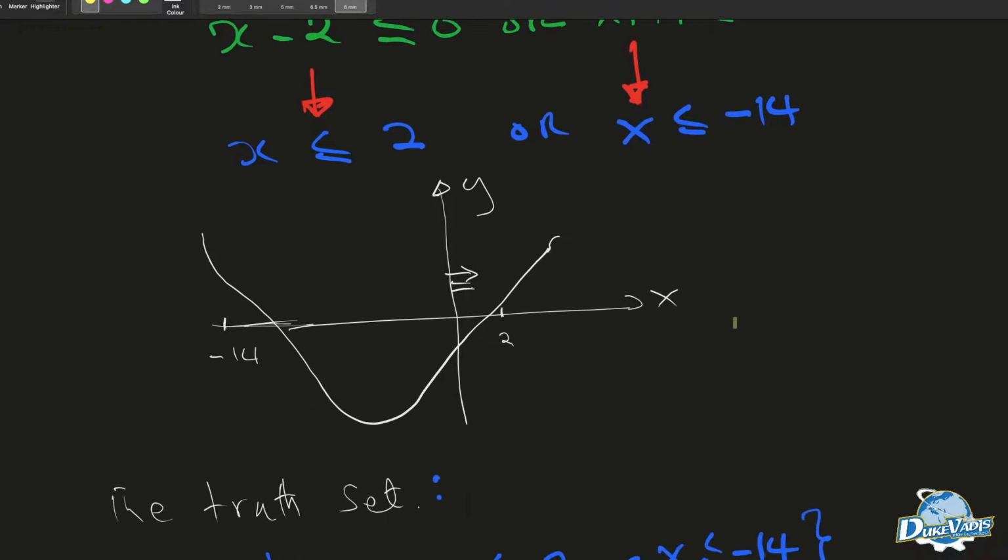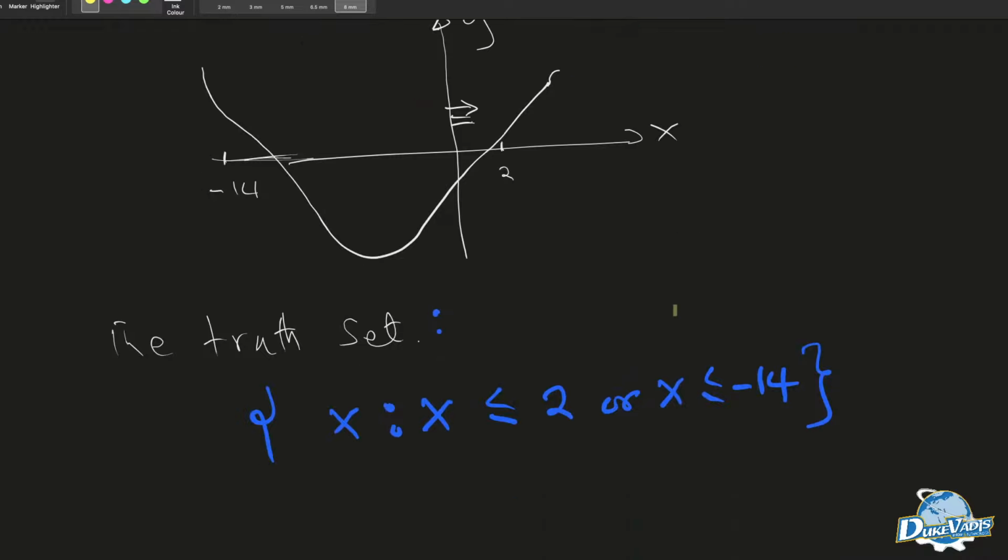And we did a rough sketch over here. When we are going this way, we are increasing value. When we are going this way, we are decreasing value. That's how it is. So we say that the solution set of this equation is, this is how we write it: x such that x is less than or equal to 2, or x is less than or equal to negative 14. Right, friends? That is where we bring the equation to.